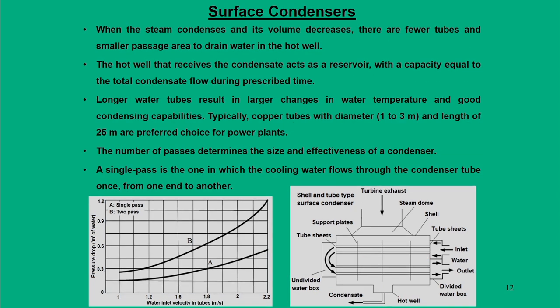So, there is some standard information for steam condensers: when the steam condenses, its volume decreases. That means we have very few tubes and smaller passes to drain the water into the hot well, and this hot well receives the condensate and acts as a reservoir, with a capacity equal to the total condensate flow rate at a particular time.